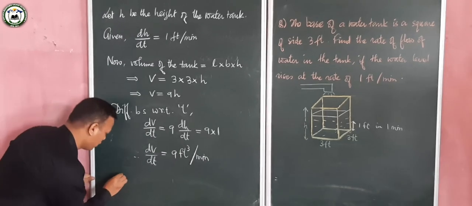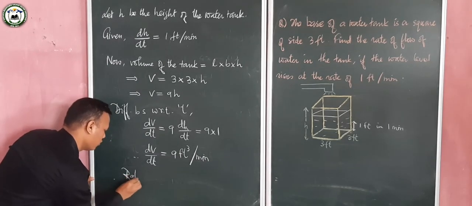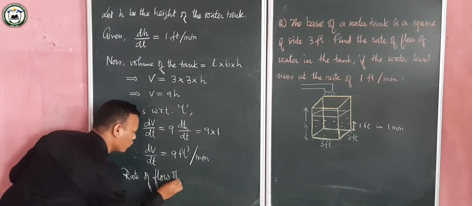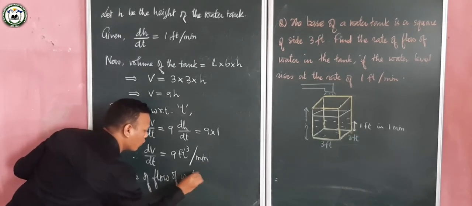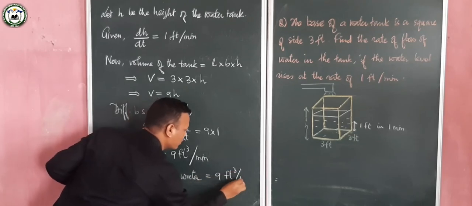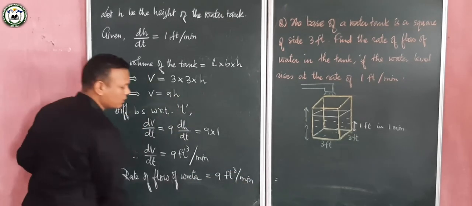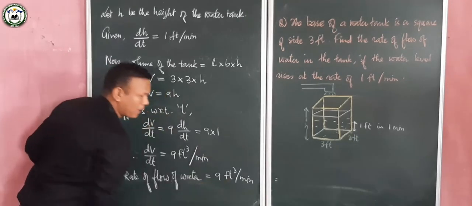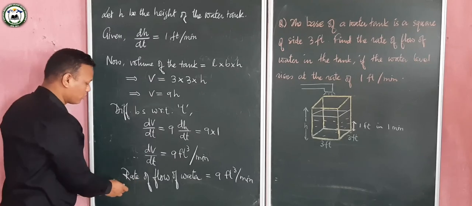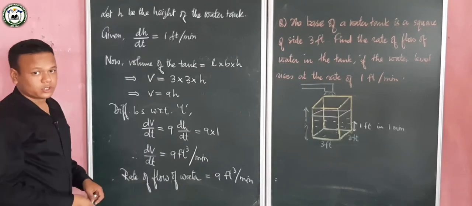Okay, so therefore rate of flow of water will be equals to kati hundesa 9 feet cube per minute. Bhannu ko ta 1 minute ma chai 9 feet cube pani chai increases hudaraicha. So that's what will be the answer for this particular question.